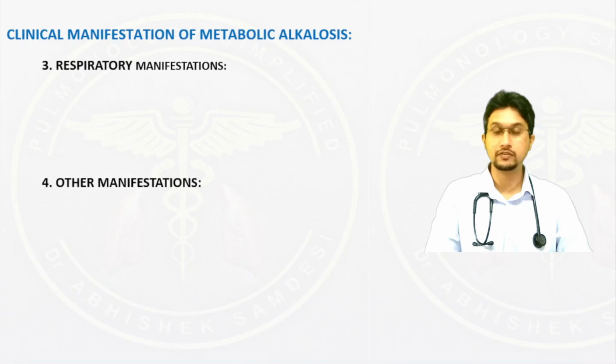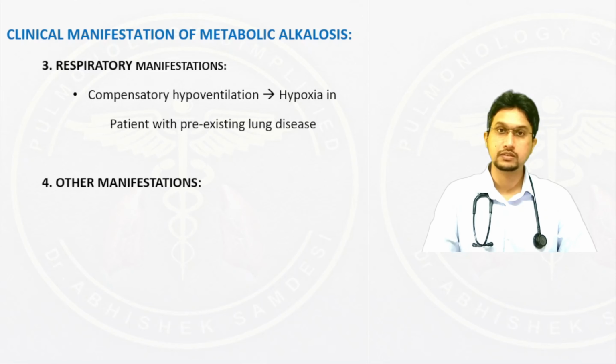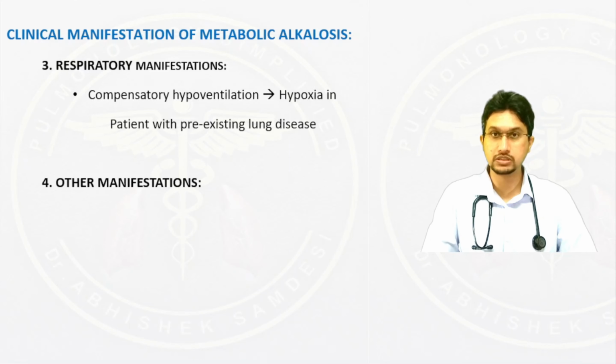The next manifestation is the RS, the respiratory system. So what happens with the respiratory system? The way to compensate for alkalosis is by hypoventilation. If acidosis is there, the patient will hyperventilate to flush out the carbon dioxide. Here, when the patient has alkalosis, they go for hypoventilation so that excessive carbon dioxide is not flushed out and the carbon dioxide is retained.